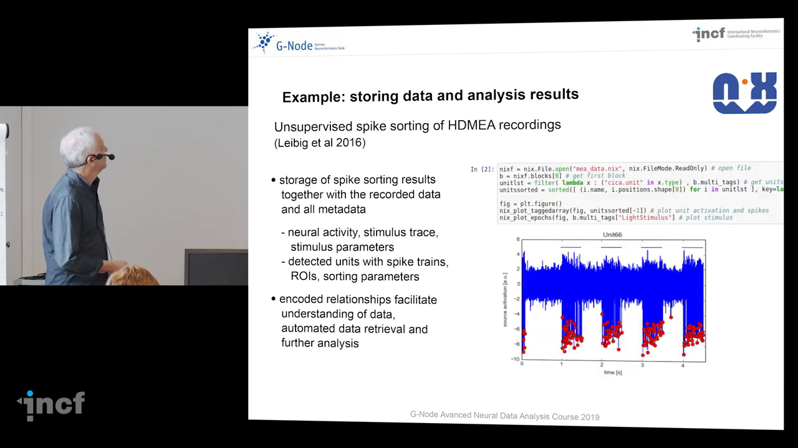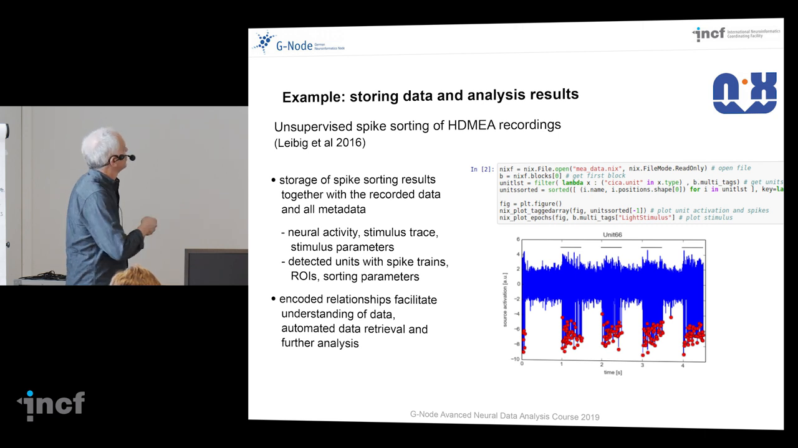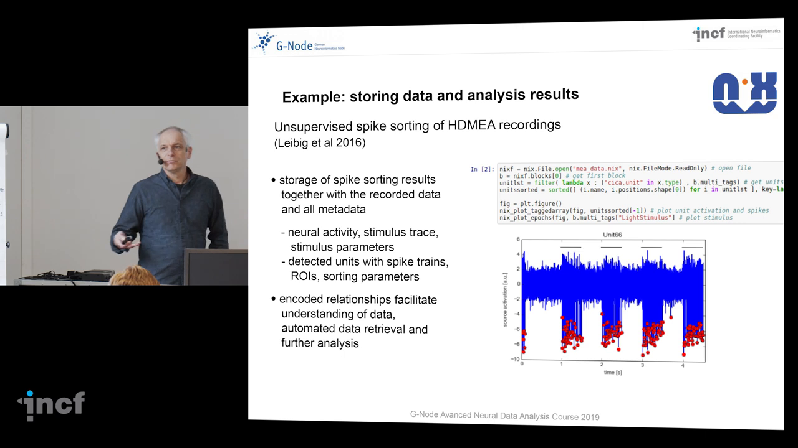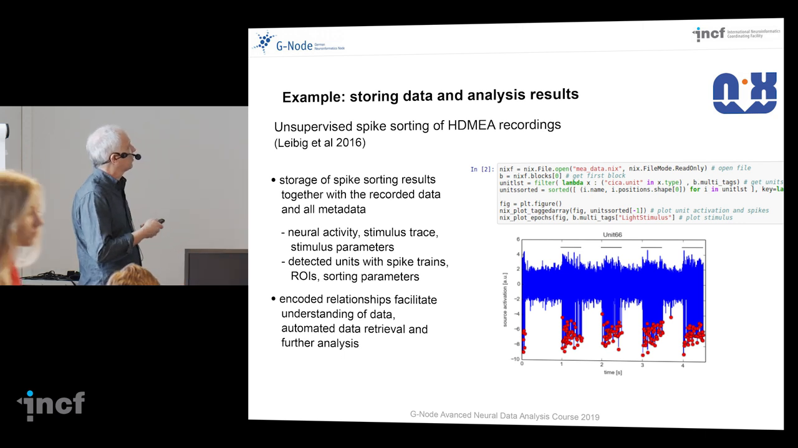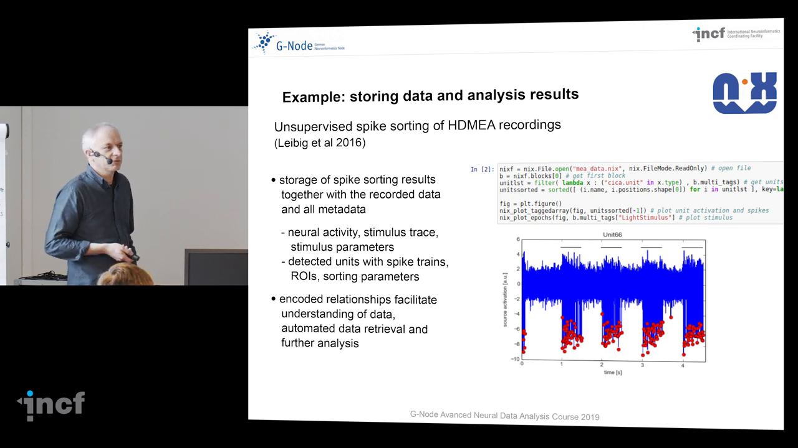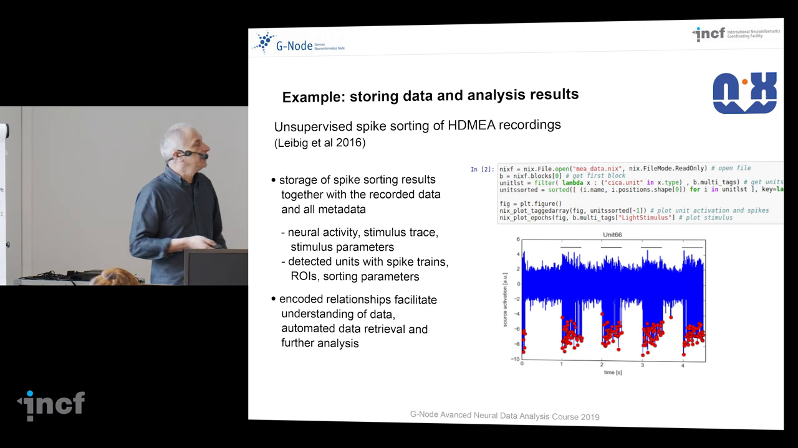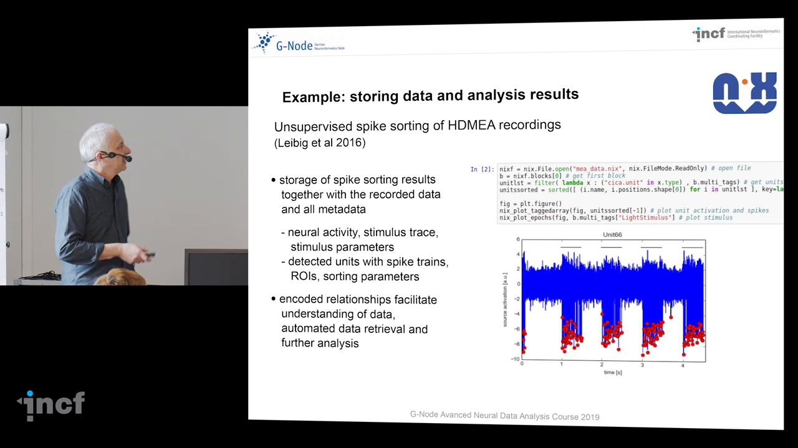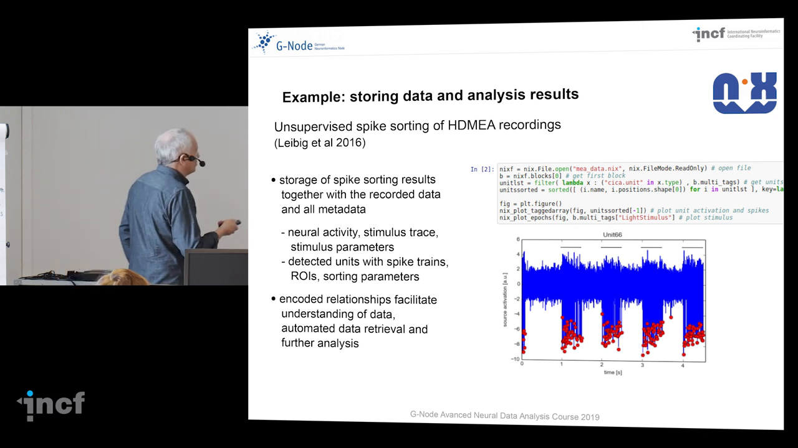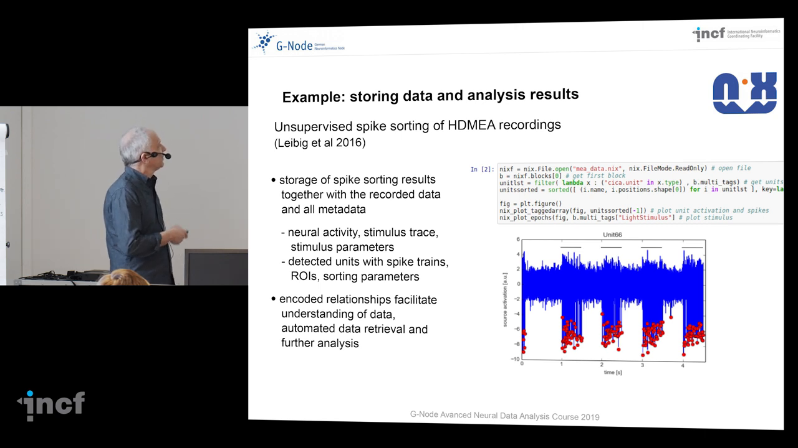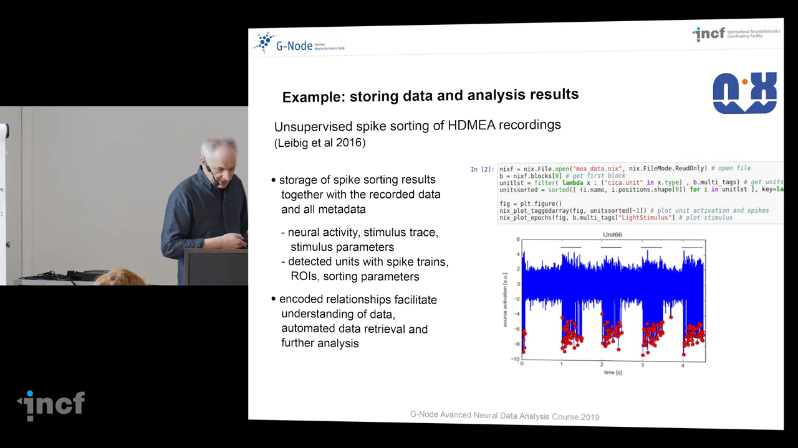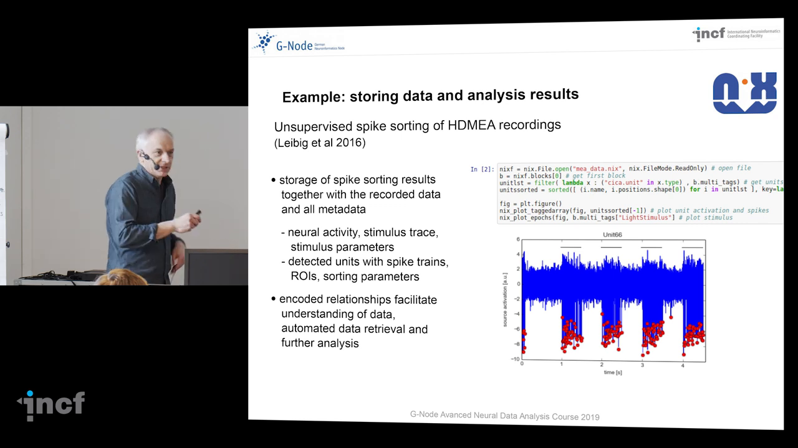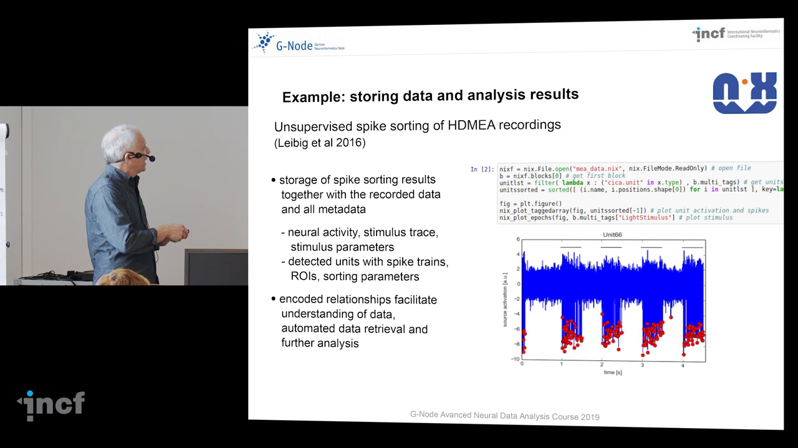So here's an example which shows how you can make use of this different information that you can store in the Nix file. You can store not only the raw data, of course, you can store all the derived data. In this example, the data were high density MEA recordings, retinal preparation, where electrical signals were recorded on a MEA array and spikes were detected. So this was a study where a spike sorting method was developed. And so you have the raw data, the voltage data, and you also have the detected spikes.